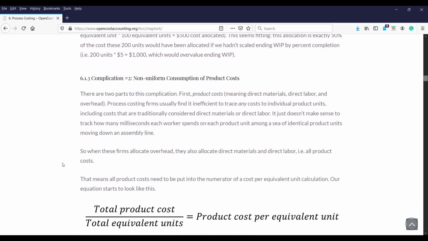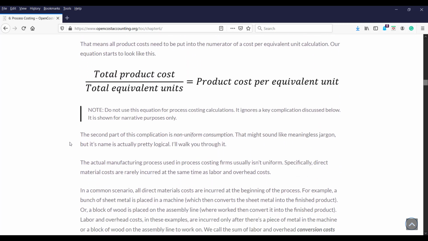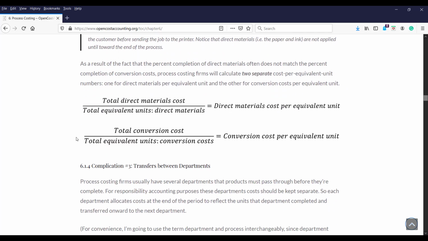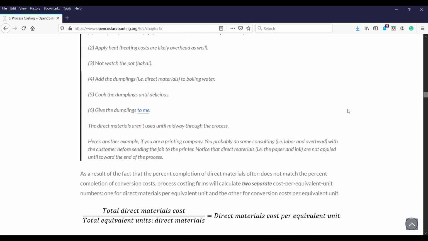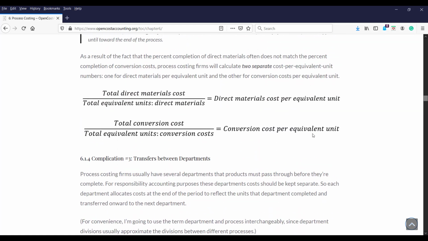You know what? If we're really doing this, this averaging of overhead costs, then why not average all the product costs? Because if it's not useful to trace a cost driver to individual product units, why should we trace anything? Why is it going to be economically favorable to trace direct materials or direct labor? So typically process costing firms are also averaging all product costs. And when you start doing that, you start to have to deal with the fact that direct materials often are added at a different rate compared to conversion costs. And so you have to split those two up. You have to get two rates now instead of just one rate for all product costs: direct materials costs and conversion costs.